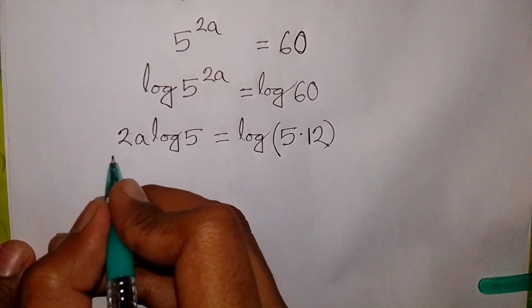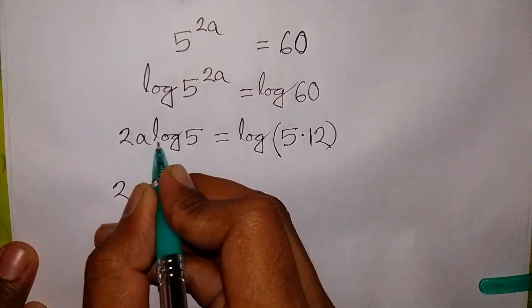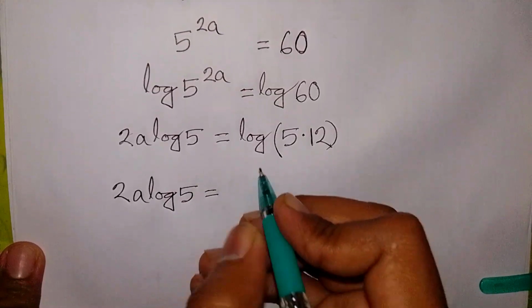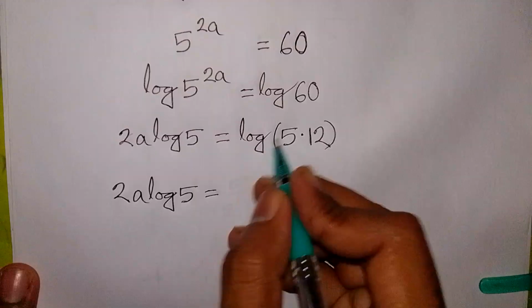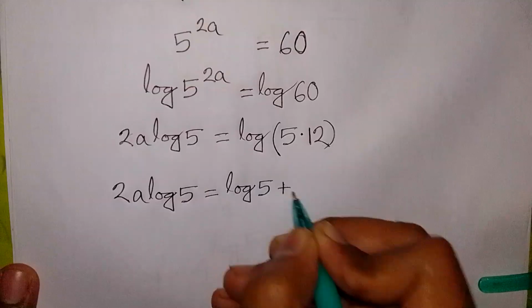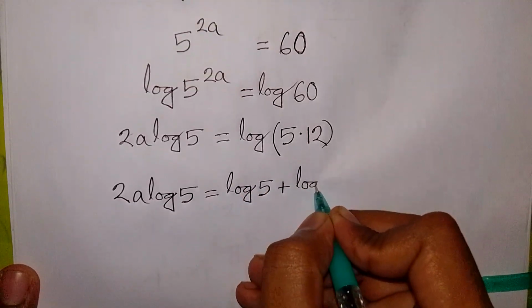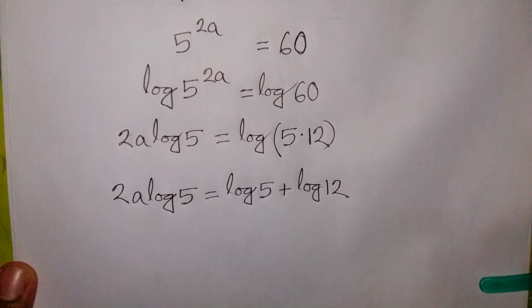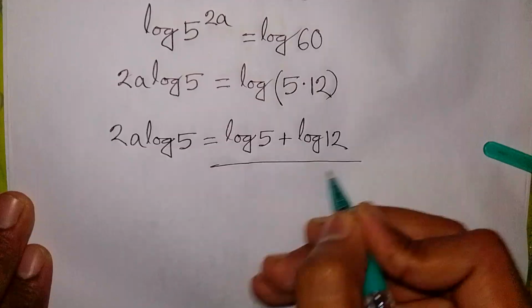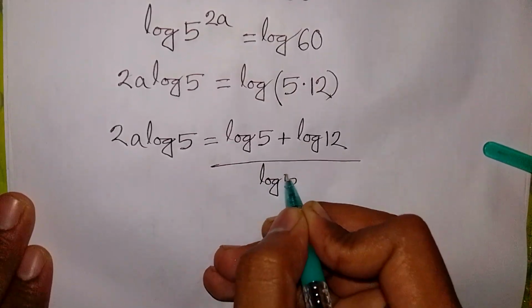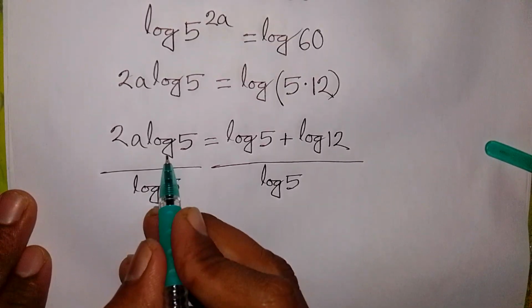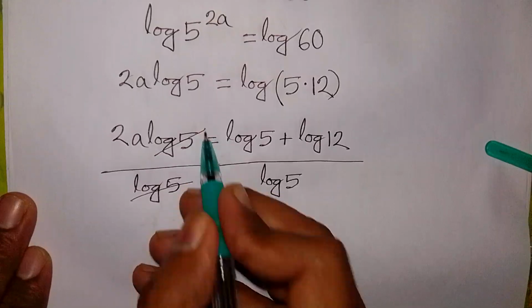In the next step, we have 2a log 5 is equal to log of 5 times 12, which is the same as log 5 plus log 12. Now we divide by log 5 on both sides. So divided by log 5, divided by log 5. We see this log 5 will be cancelled.